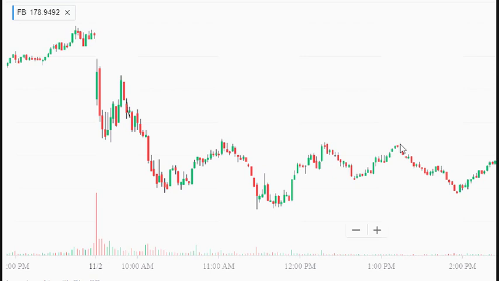But that's the basics of Elliott Waves and how you can use them in intraday trading. So just keep that in mind as you trade. And we'll look at some moving averages and momentum indicators next.